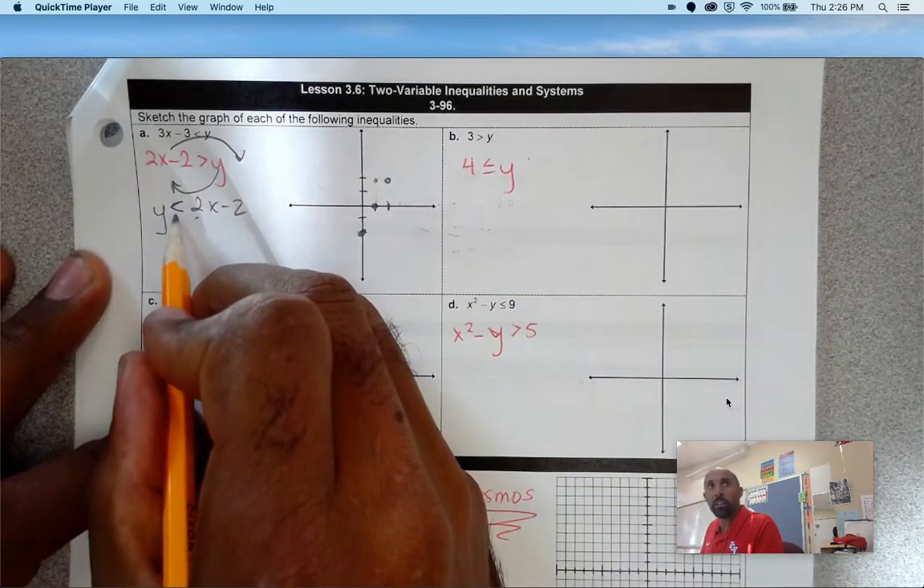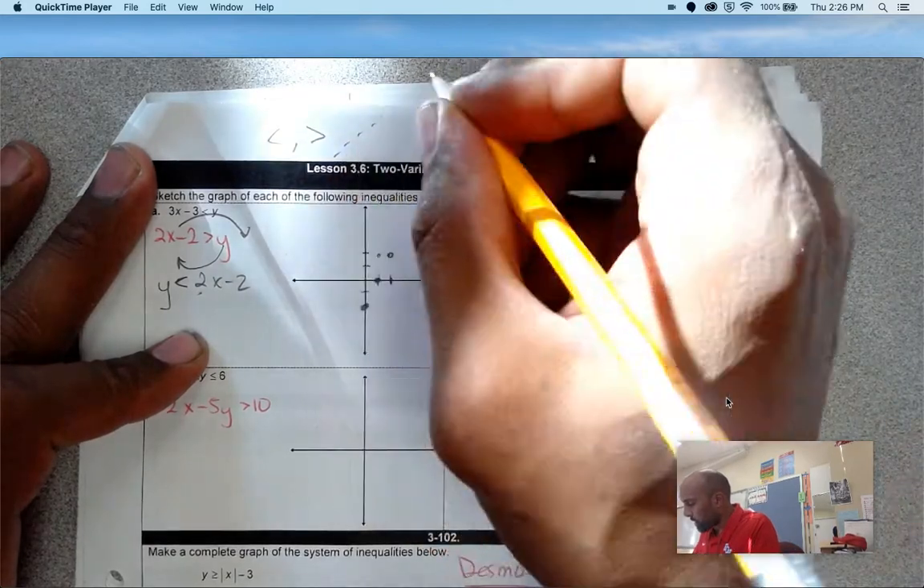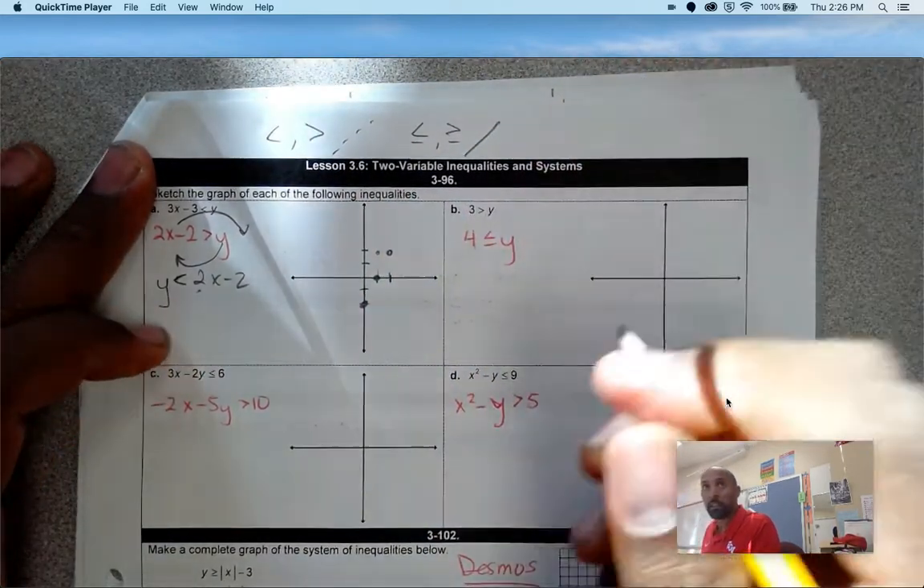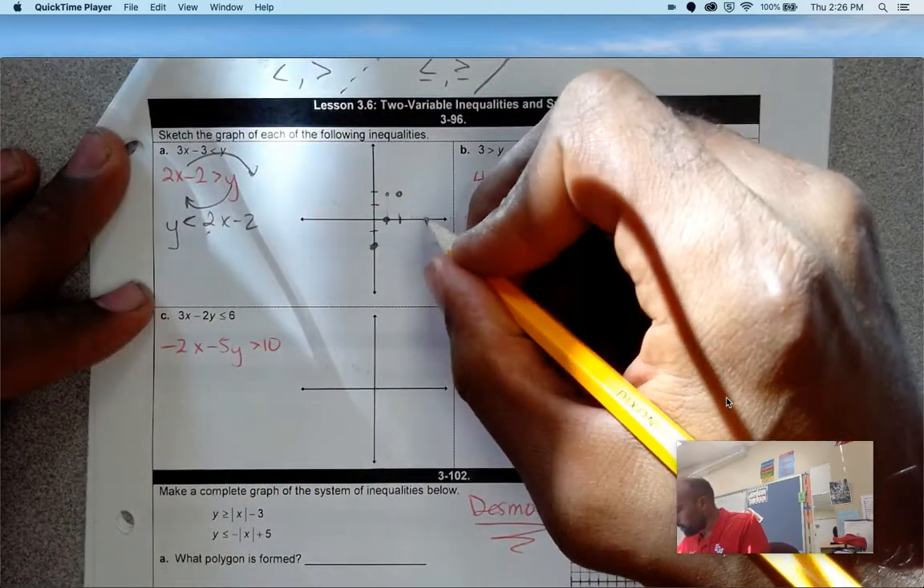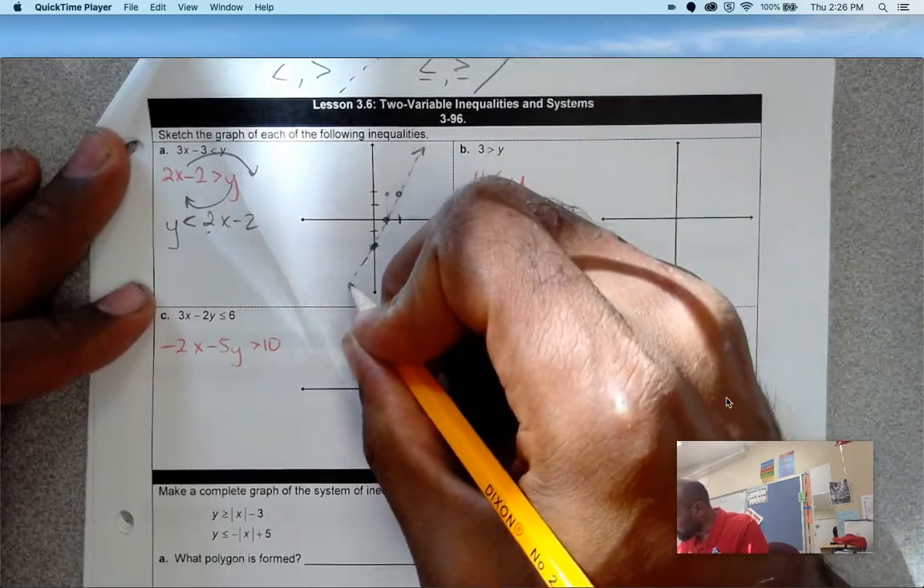Now remember, if it's a less than sign, the line is going to be dashed. If it's a less than or equal, the line is going to be solid. In this case, it's just a less than, so I'm going to do a dashed line with my arrows.